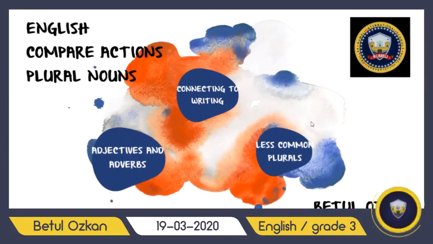Okay, during this class time, we talked about adjectives and adverbs while comparing two actions and while comparing more than two actions. And we learned how we can construct a sentence by using adjectives and adverbs to compare two actions and to compare more than two actions. And we learned less common plurals. For example, instead of knife, because it represents just one knife, I put knives.